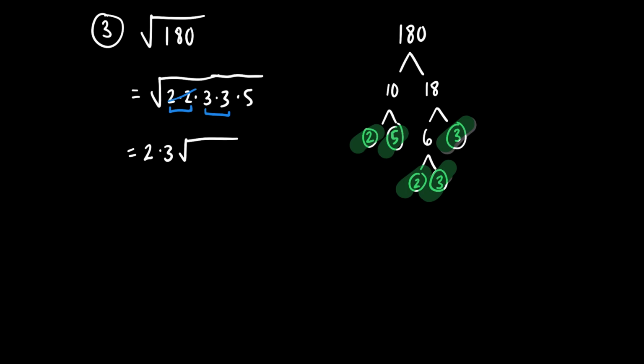So we got rid of the 2's and the 3's. So there's only 5 left on the inside. So this would be 2 times 3 is 6 times the square root of 5. That would be your final answer.